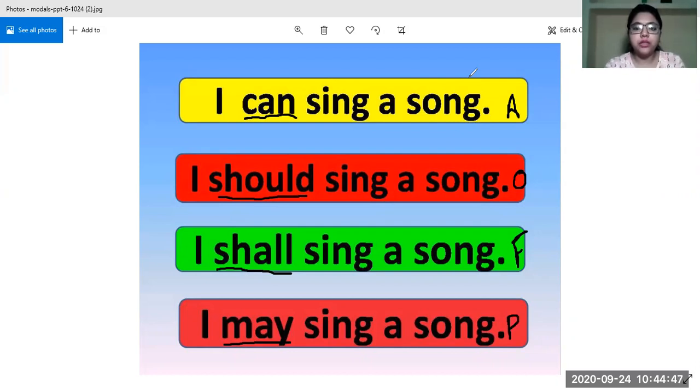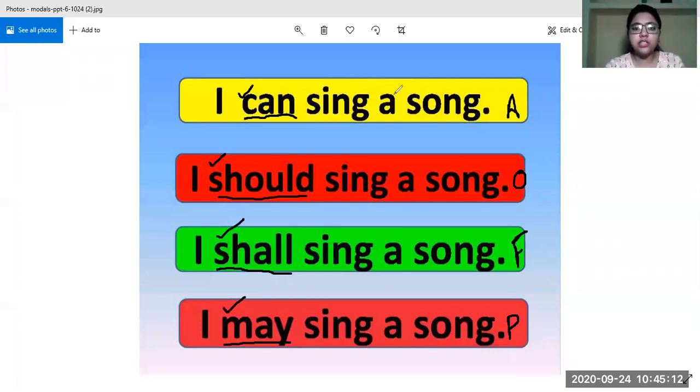So see if you can observe that the rest of the sentence is just the same, but with the insertion of one modal auxiliary, we can change the expression of the whole sentence entirely. We can change the sense of the sentence entirely. Okay, so this is the function of modal auxiliaries.